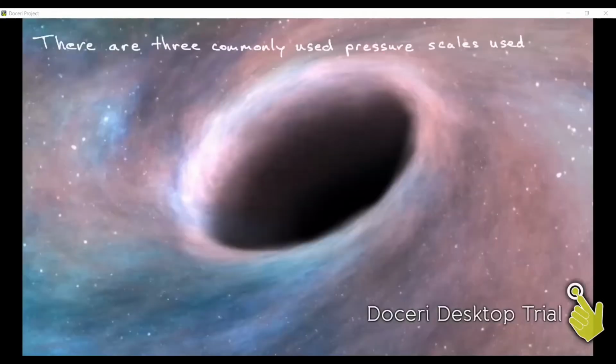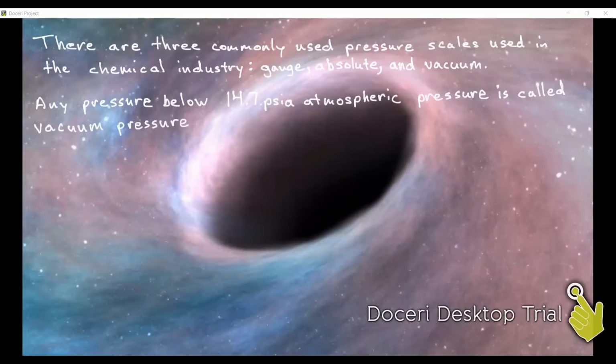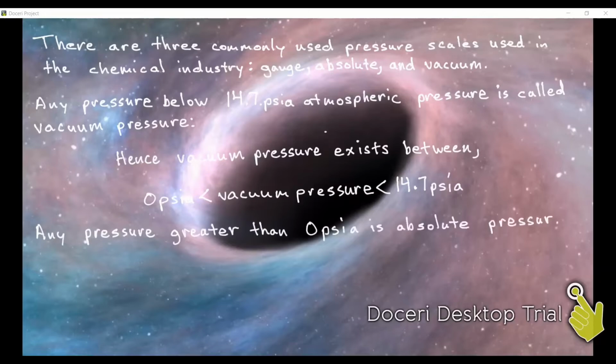There are 3 commonly used pressure scales used in the chemical industry. One is gauge, the other is absolute, and another is called vacuum. Any pressure below 14.7 atmospheric pressure is called vacuum pressure. Hence, vacuum pressure exists when it is greater than 0 psia and also when it's less than 14.7 psia. That is very important to remember.